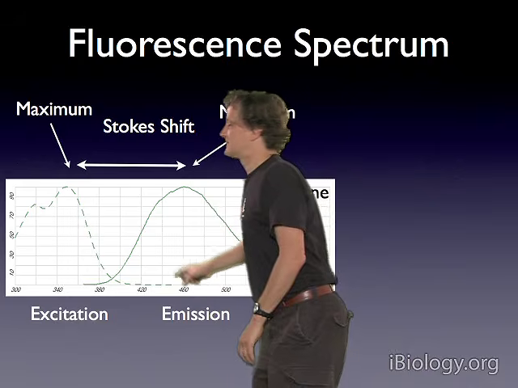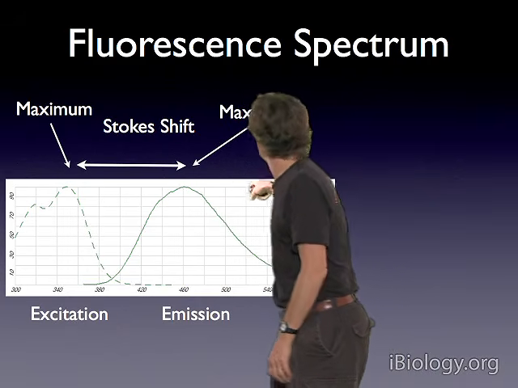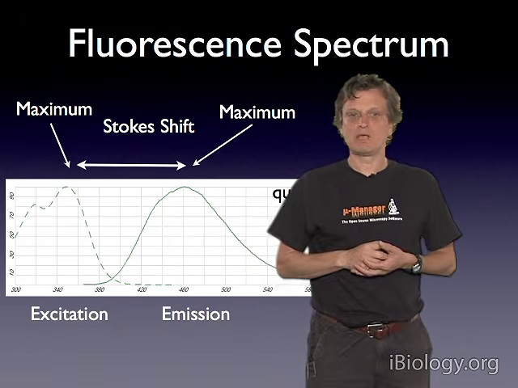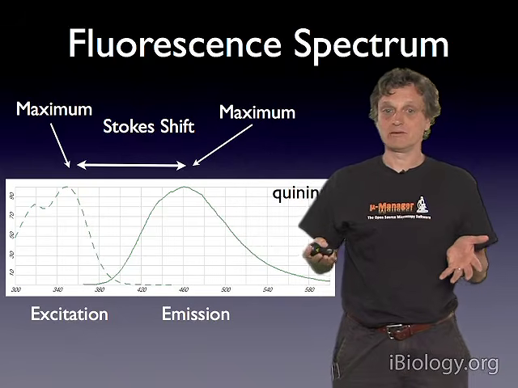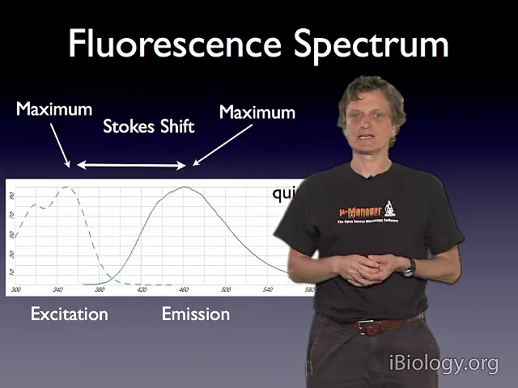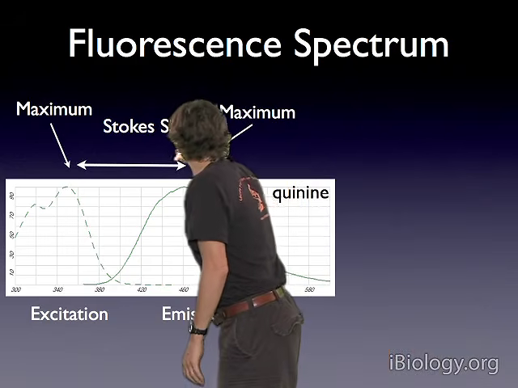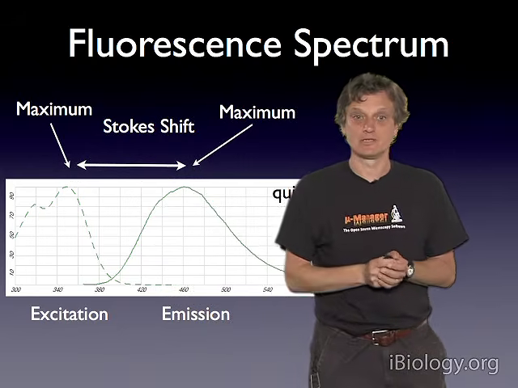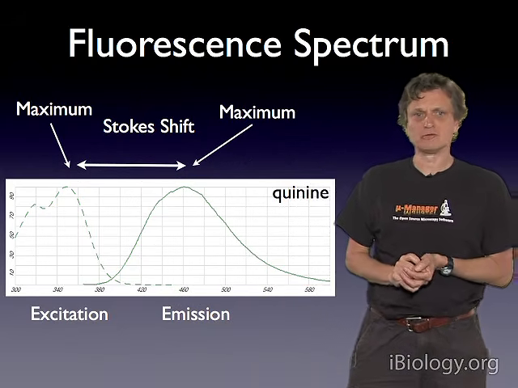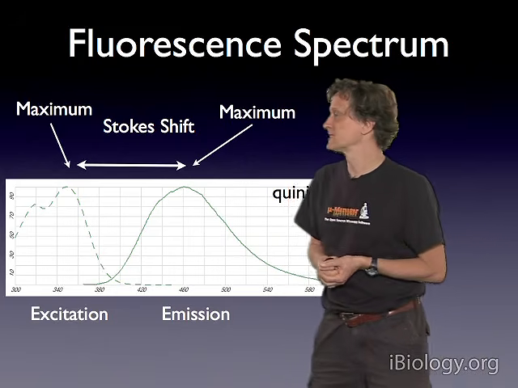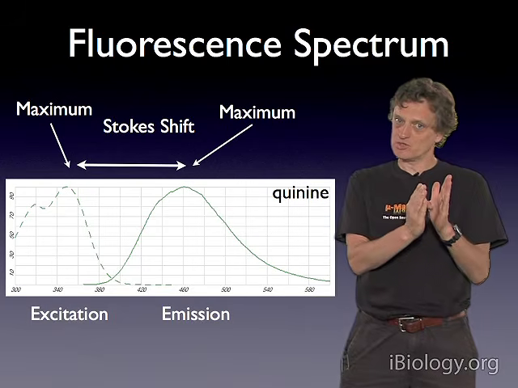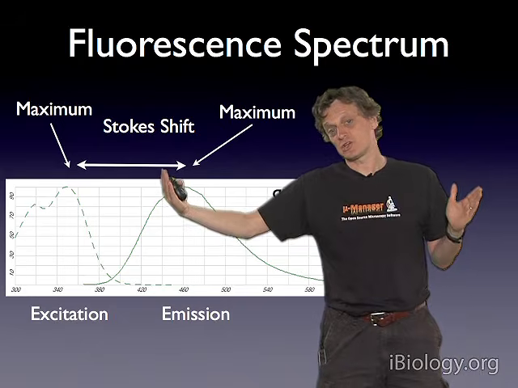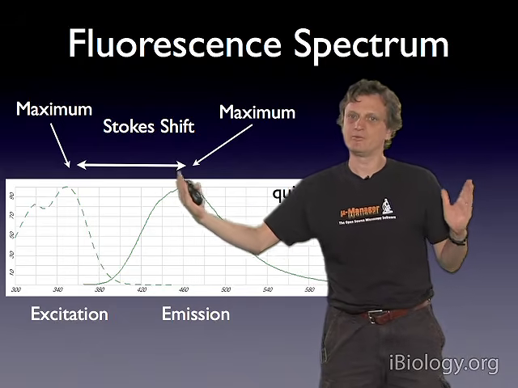So we characterize these dyes by their excitation maximum and by their emission maximum. Those numbers tell you immediately a lot about how to use that dye in your actual experiments. The difference between the excitation and emission maximum is called the Stokes shift, after Sir Stokes, who first realized that there was this difference. And you can have dyes that have a small Stokes shift, where the emission is very close to the excitation, or dyes with a large Stokes shift, where the emission is very far away from the excitation light.